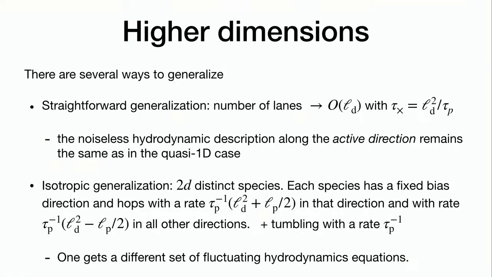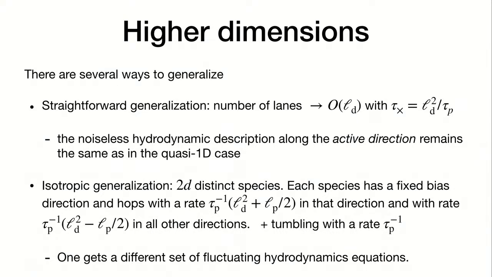There are of course multiple ways you can extend to higher dimension. One way is to take the number of lanes to be very large and keep the same dynamics, and the lane crossing time you take to be the same as the diffusion time scale. In this case the noiseless hydrodynamics you derive is the same as the 1D hydrodynamic equation I have derived. Because it is essentially active in one direction, you get the same noiseless hydrodynamics.